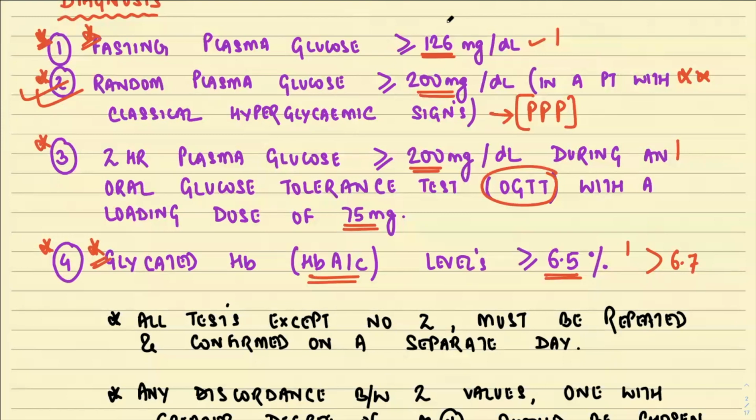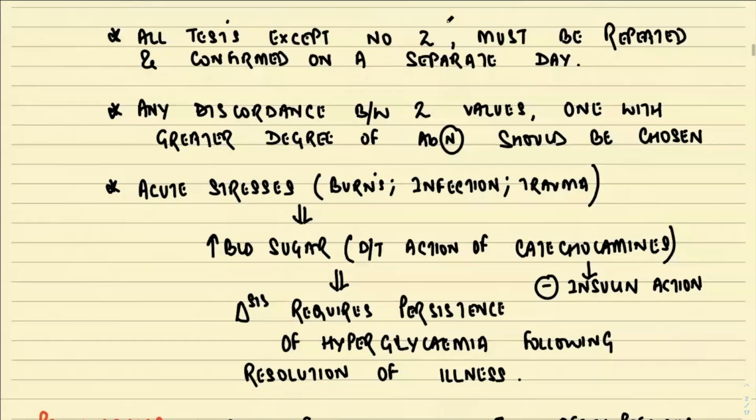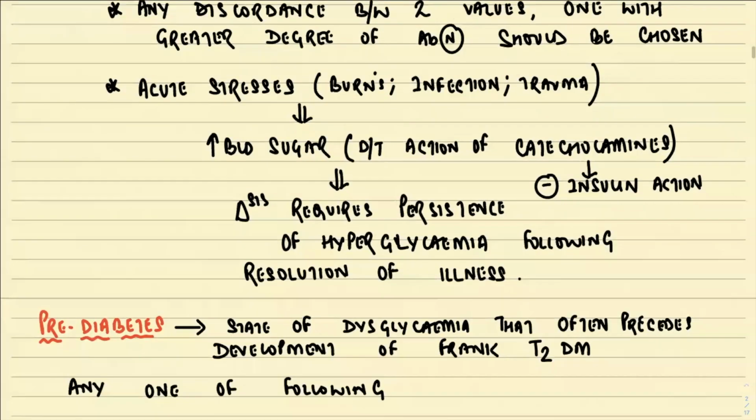So whichever test has the maximum abnormality, that is the one we have to choose for diagnosing the patient. The one with the greater degree of abnormality should be chosen. Now, very important: whenever you are assessing a patient of diabetes mellitus, you have to rule out any kind of acute stress like burns, infection, or trauma.